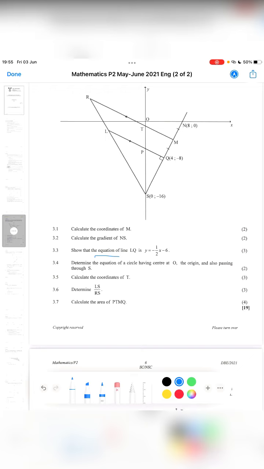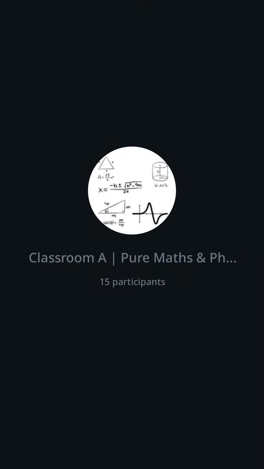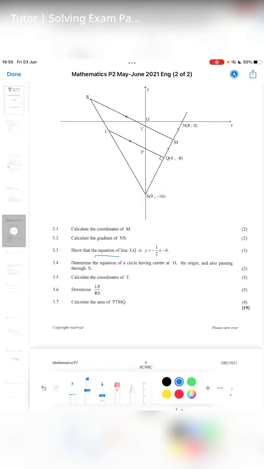Show that the equation of line LQ. So where is LQ? You need to draw that line LQ. Let's see if I can draw that line. So there is L and there is Q. So we need to show that the line LQ is the whole of this.